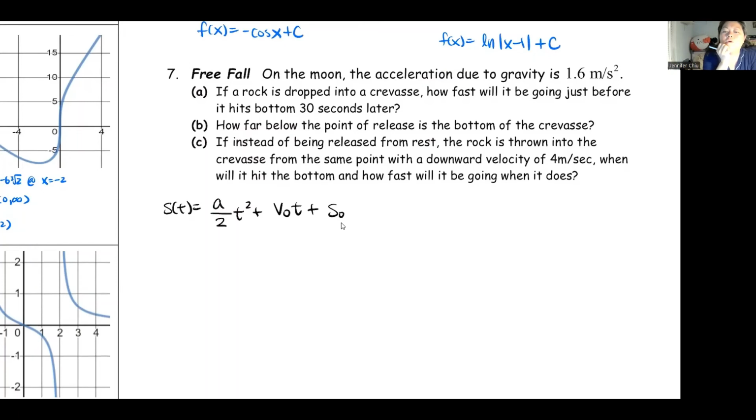If you know your derivatives well enough, then you can actually work backwards to get this answer if you want. So it says if a rock is dropped into a crevasse, so just a hole in the ground, how fast will it be going just before it hits bottom 30 seconds later? So let's find our S of t. So this is part A.